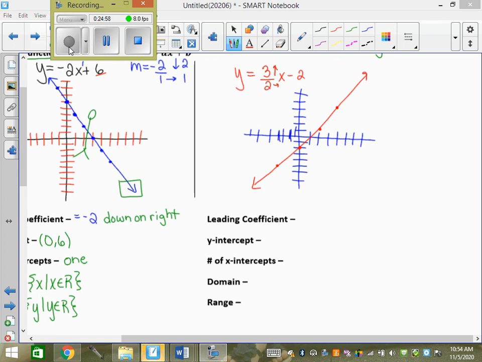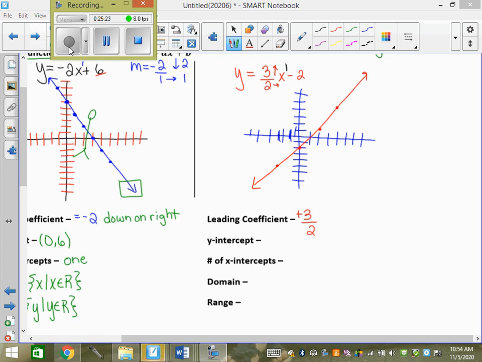Now, my leading coefficient is 3/2. What's more important is that it's positive 3/2. My leading coefficient is the number that's in front of the largest exponent. My largest exponent is x to the 1, so my leading coefficient is positive 3/2. The 3/2 actually isn't even that important. It is helpful to draw if I'm going to sketch it, but what really matters here is the positive.